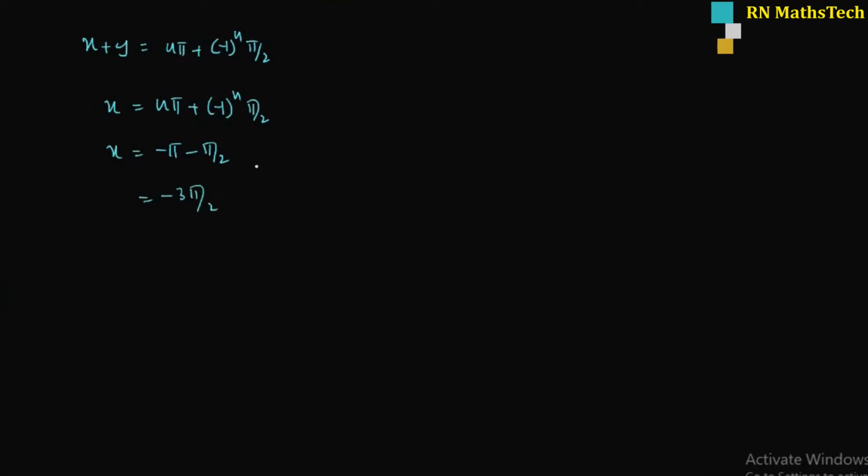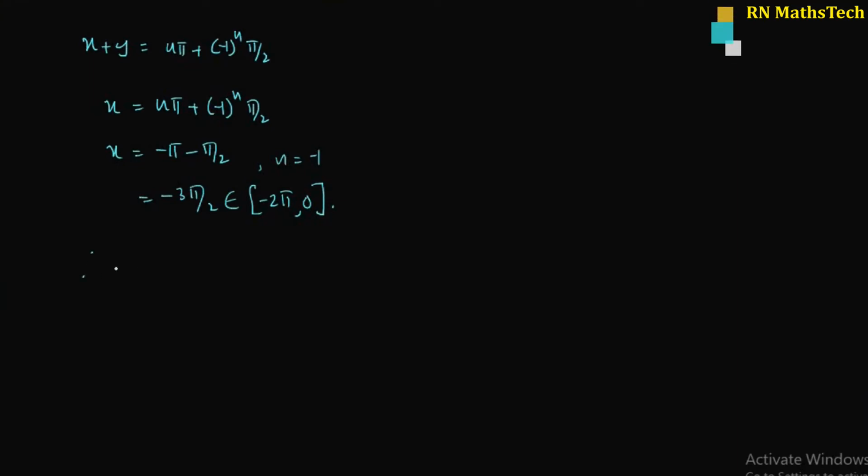So x + y is equal to nπ + (-1)^n × π/2. When y is equal to 0, x is equal to nπ + (-1)^n × π/2, x is equal to -π/2 - 3π/2, where n is -1. Put n = -1. So this angle belongs to (-2π, 0).